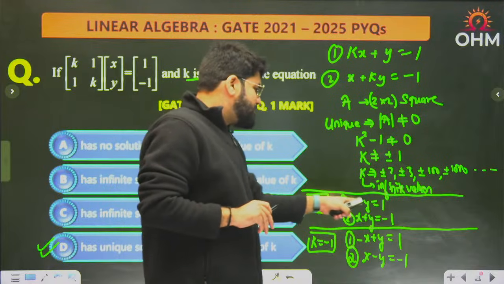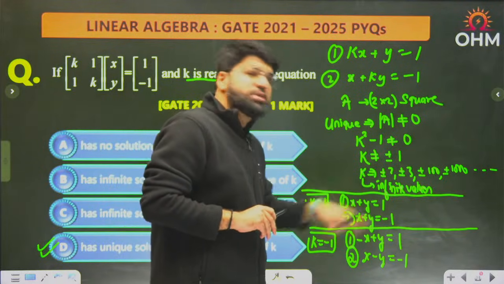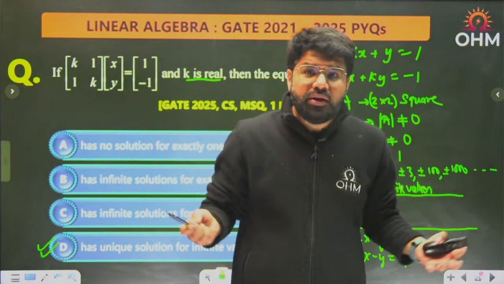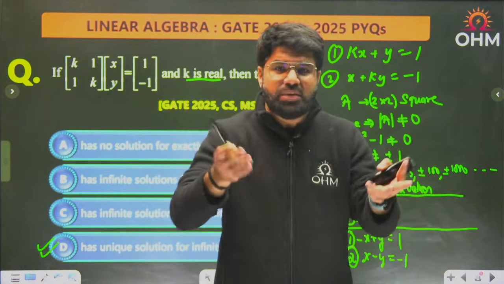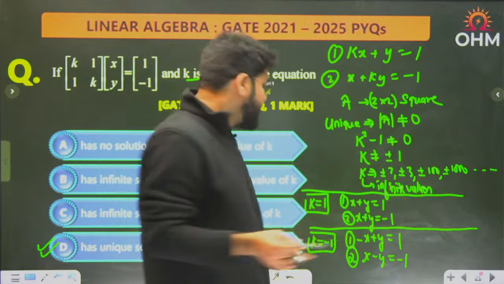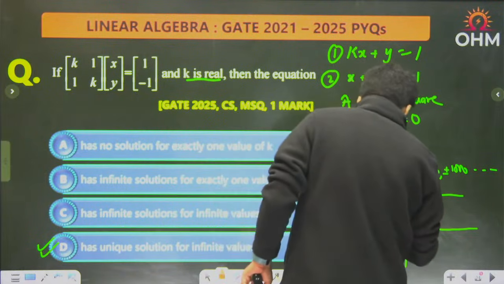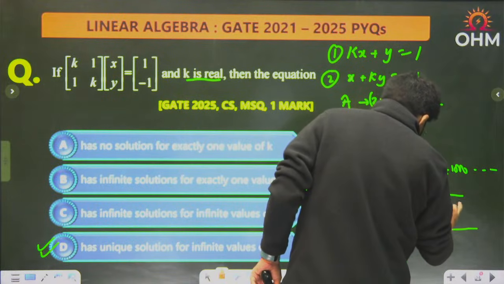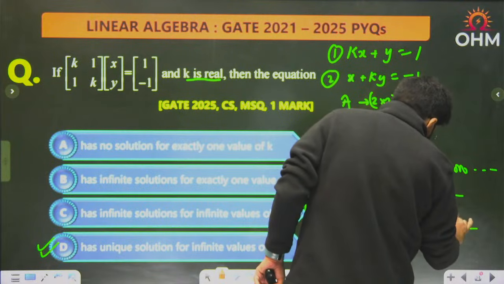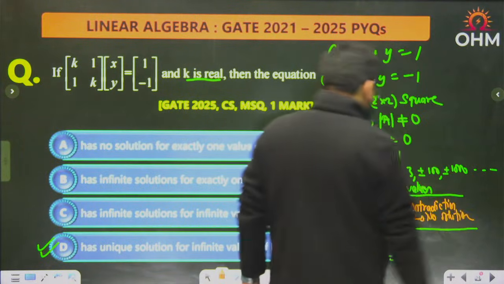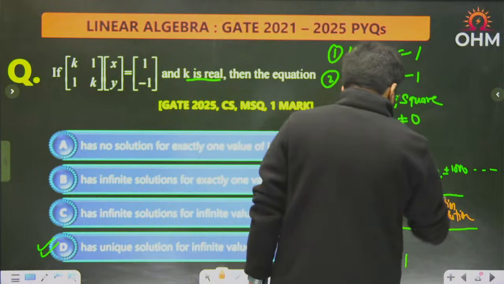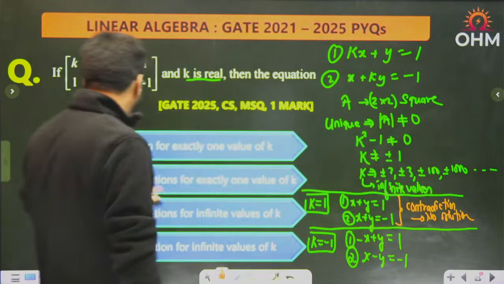See, x plus y is 1, and the same x plus y is minus 1. That means a clash. First and second don't agree with each other. They contradict. I say x plus y is 1, you say minus 1. This is a contradiction. And contradiction is related to what? No solution. This is contradiction, meaning no solution. So the system of equations will have no solution for only one value of k.